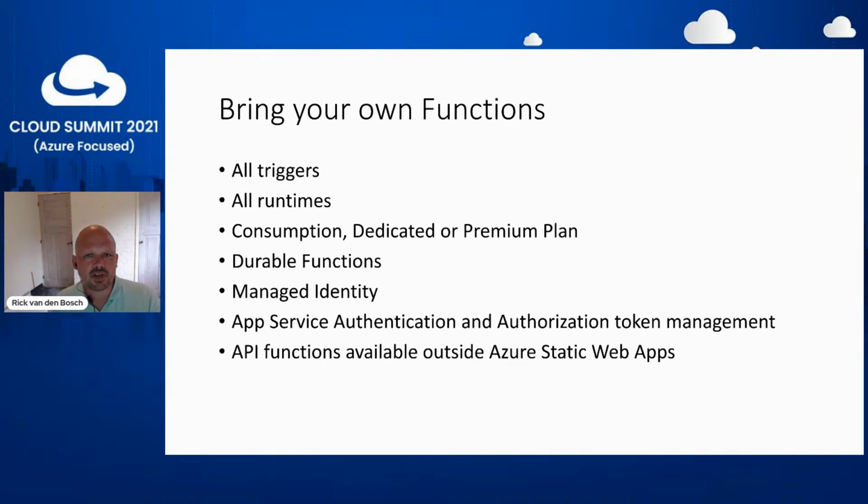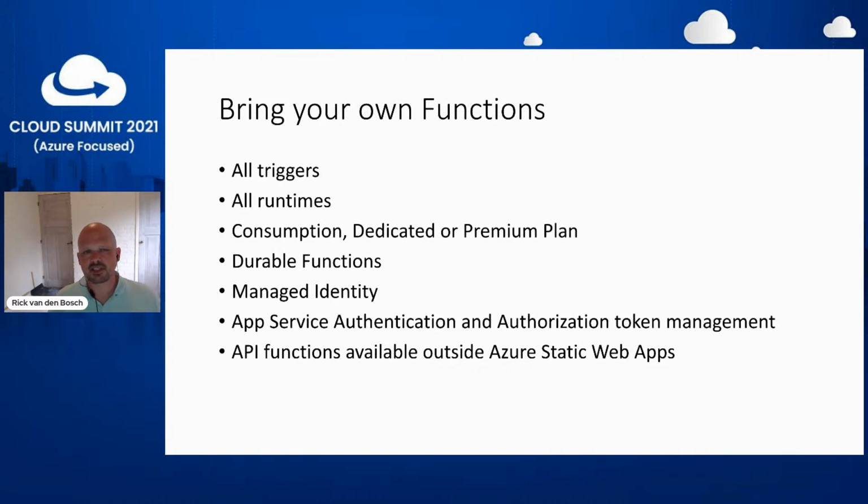Now, as soon as you start bringing your own functions, you can use all types of triggers, since you're running it in your own function app, which you specify to run on your own way, which might be either consumption or dedicated or premium plan, which enables you to run anything that you want to run within that Azure function app. It also means that you get the possibility of using durable functions.